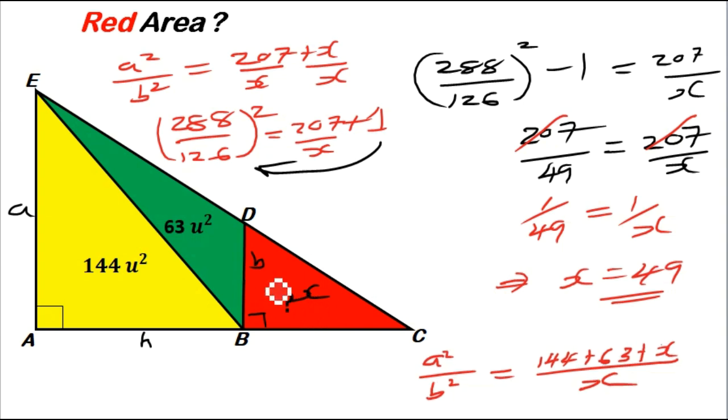And remember, X was the area of the red region. Therefore, the area of the red region is 49 units square. Ladies and gentlemen, that is the simplest means to determine the area of the red region.